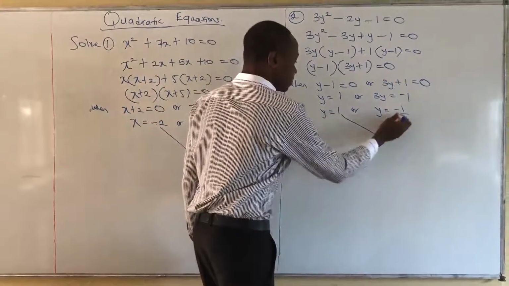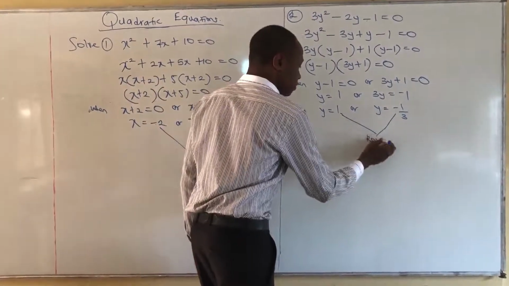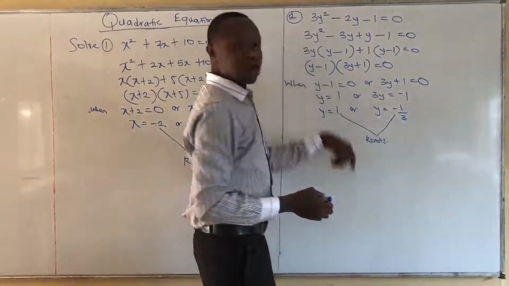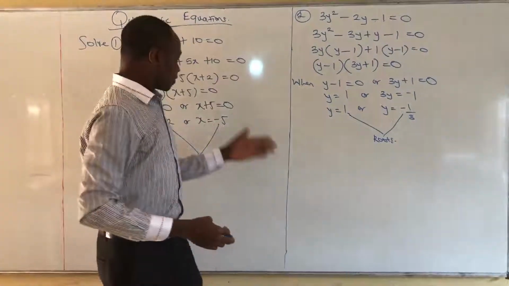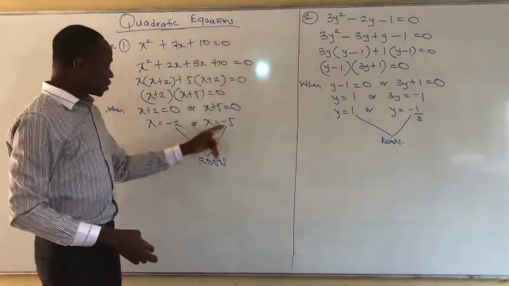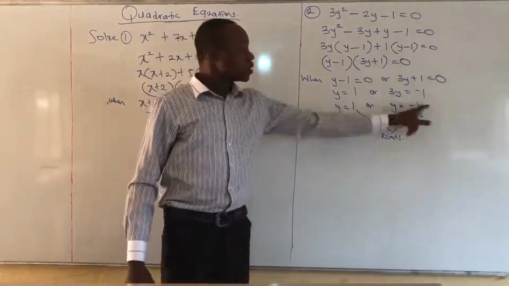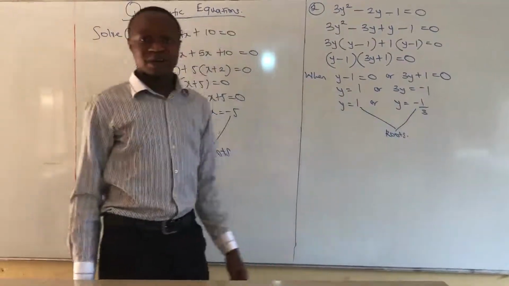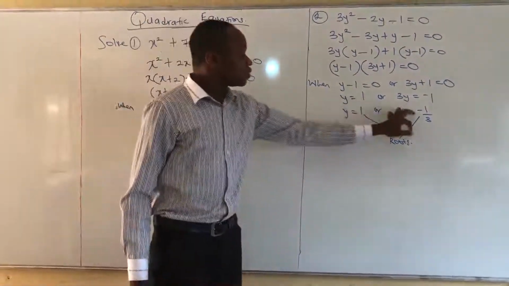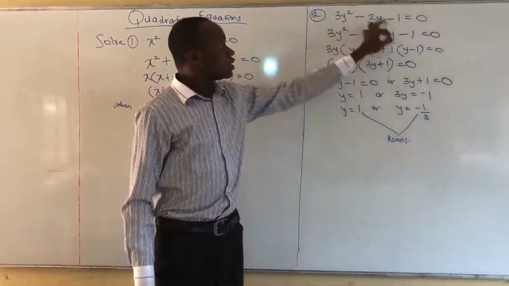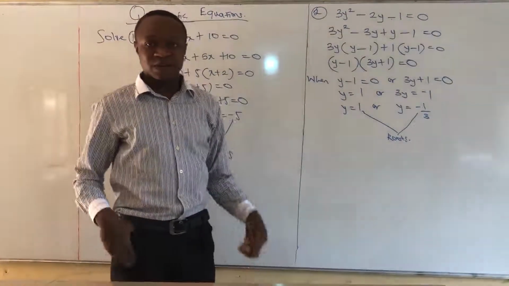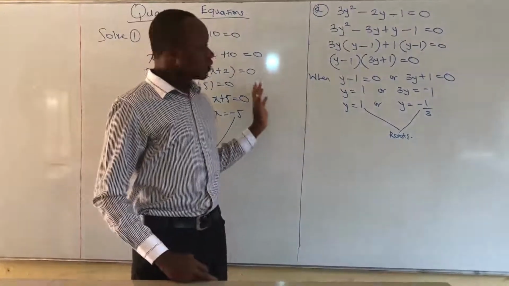Don't forget that these two are still the roots of the quadratic equation. So for number 1, we have the roots minus 2 and minus 5. For number 2, we have the roots 1 and minus 1 over 3. If I substitute these two values into the equation, I will have 0. That is the previous thing we did.